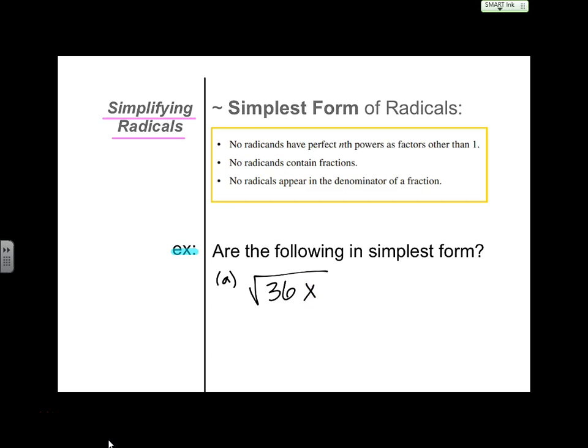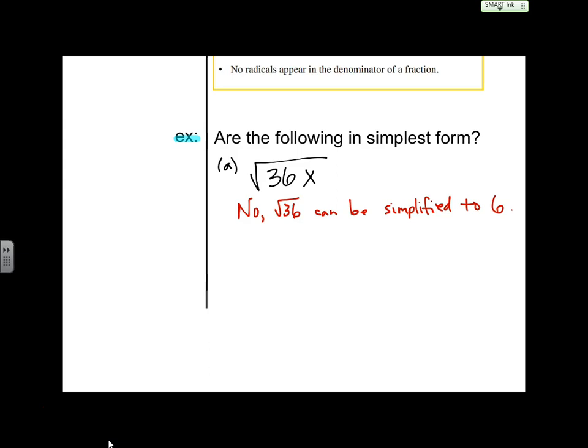But we could simplify more. So all we would answer is, ready? No. Square root of 36, just that part, can be simplified. If you want to be super snazzy, you can actually say, hey, square root of 36 can become 6. That's cool. What if I was to give you another one? Let's go a little bit harder. What if I was to give you this one, letter B?